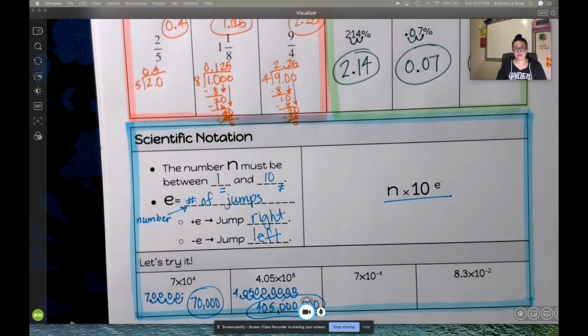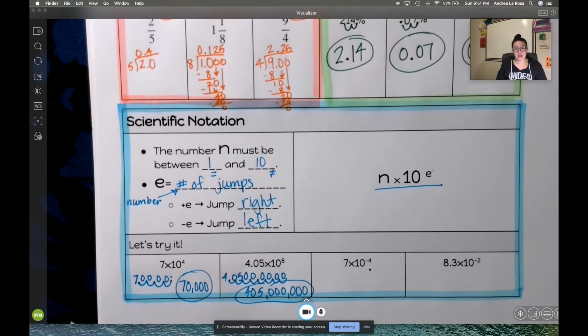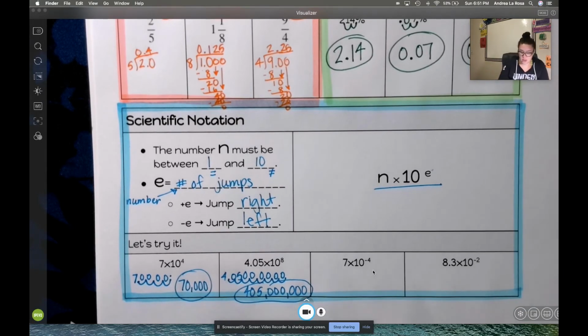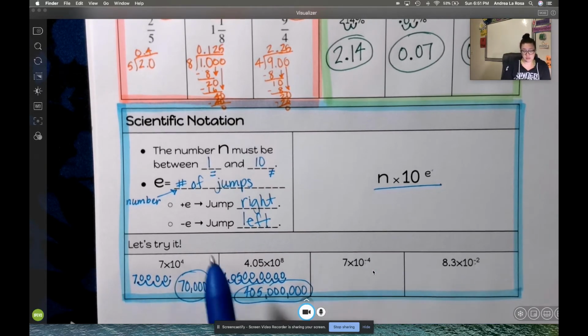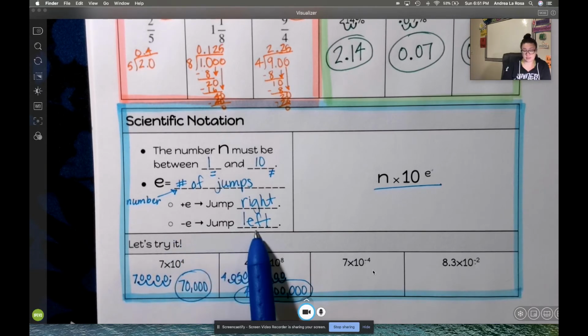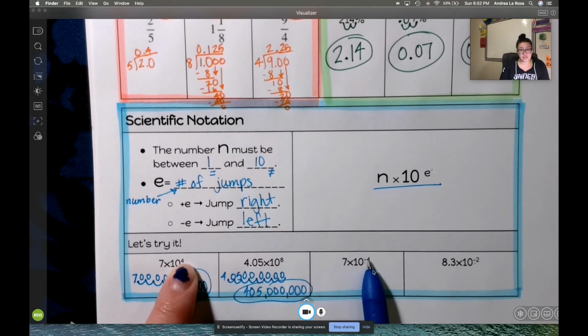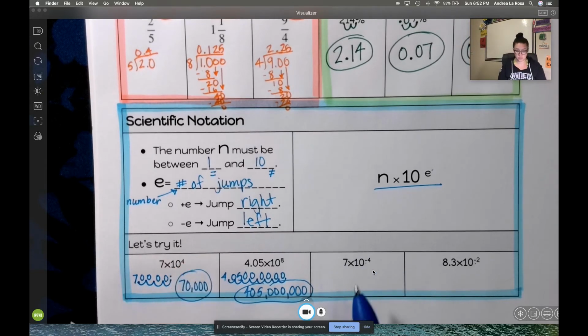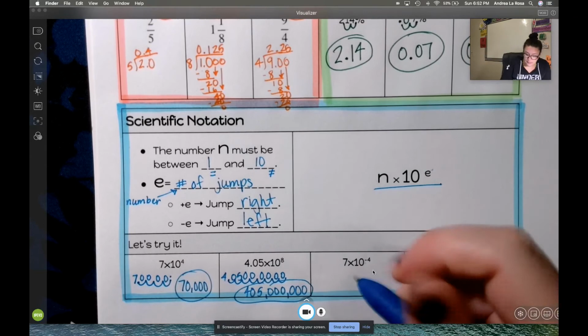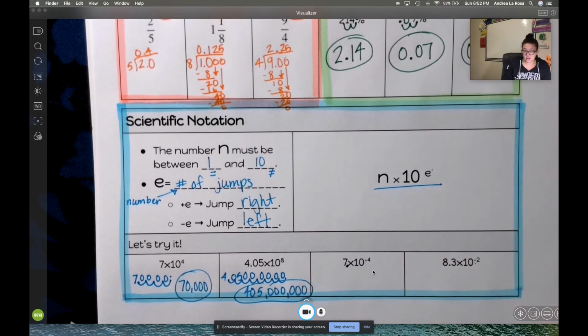So those were examples with a positive exponent. Now let's try some with a negative exponent. I see negative signs in front of my exponents, so that means I need to jump my decimal point to the left now. This number looks very similar to the first one, it's just the exponents are different. So I need to move my decimal point the other way. Here, again, I put my decimal point at the end. Because it's negative, my decimal jumps to the left.